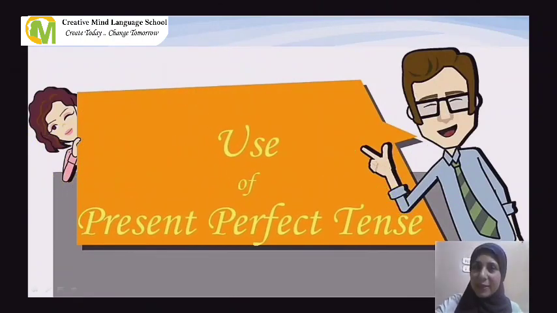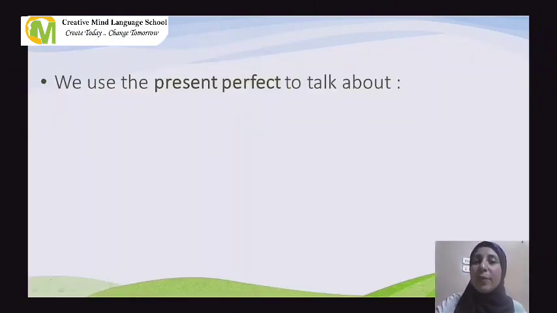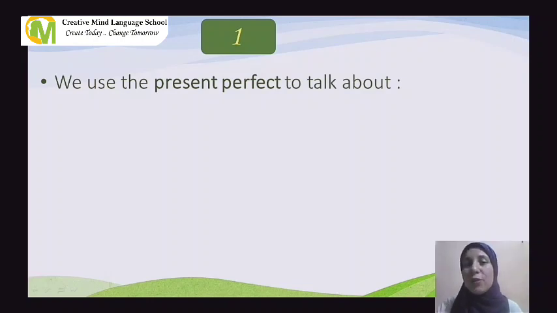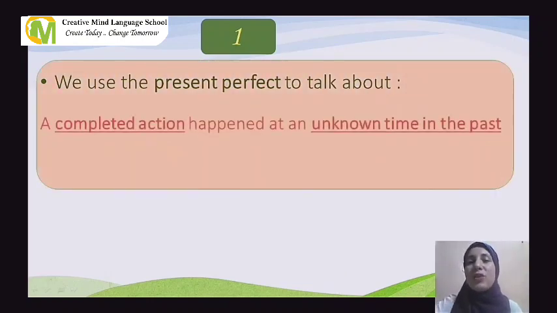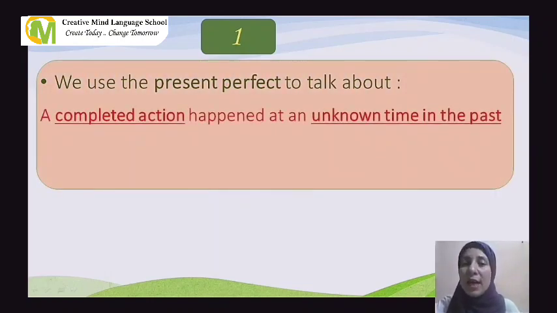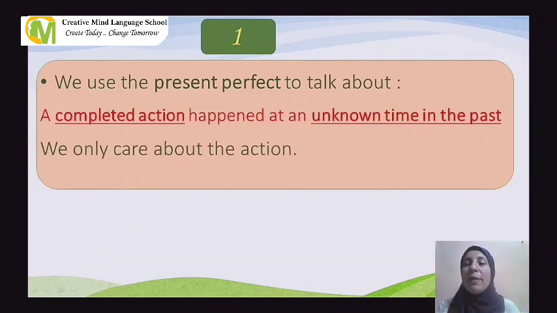Use of the present perfect. The present perfect has different uses. First, we use the present perfect to talk about a completed action happened at a known time in the past. Maybe we don't remember the time, maybe we don't know when this action happened, or maybe we don't care about the time, but the most important is the action itself, which happened in the past, but at a known time.